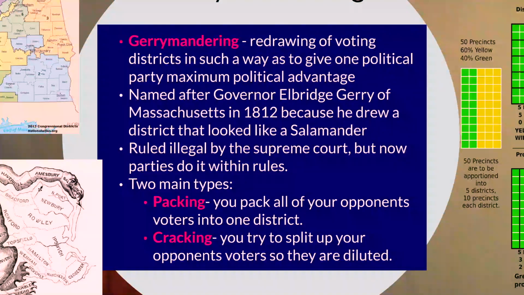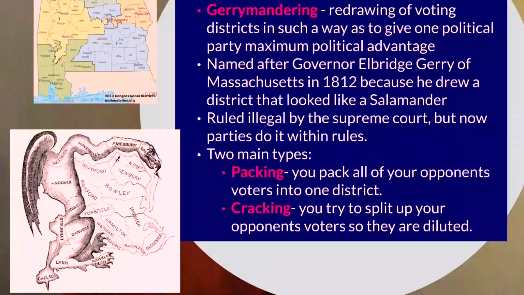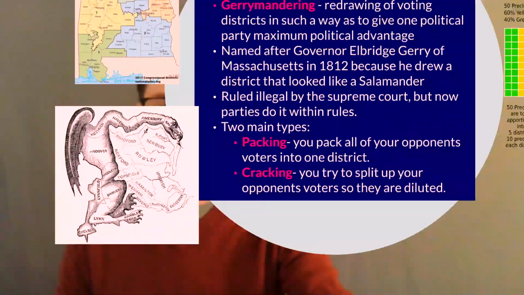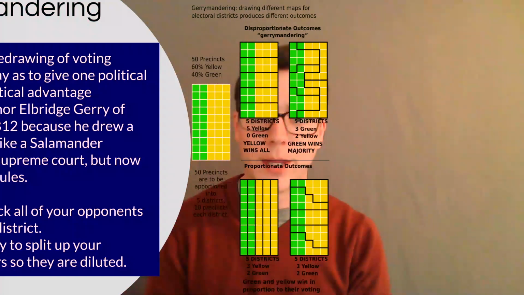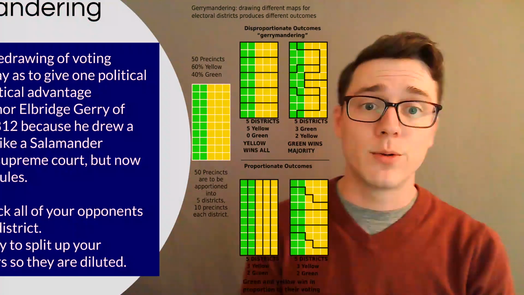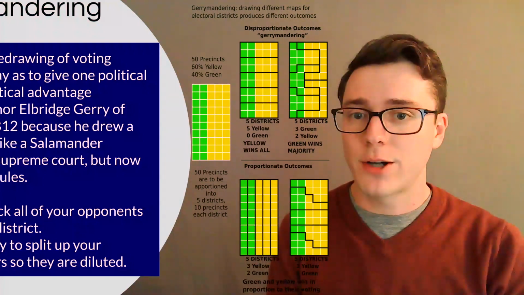Cracking is when you try to split up your opponent's voters so their vote is diluted. So that would be like splitting your opponents up over 3 different districts so that you win all 3 of those districts because they're a minority in each of the districts. So packing and cracking are the 2 types of gerrymandering. And to be clear, both parties do this. Again, that's the original graphic of the salamander. So instead of trying to blame one party, since both parties are responsible for doing this, I'm going to use yellow and green so we don't have any controversy there.